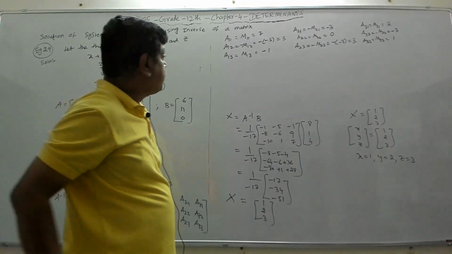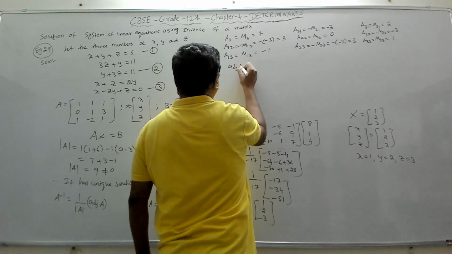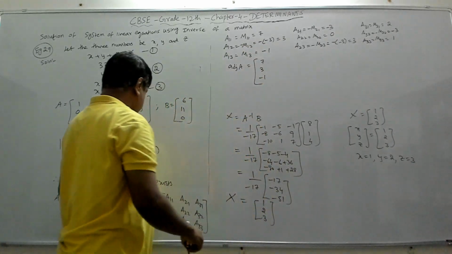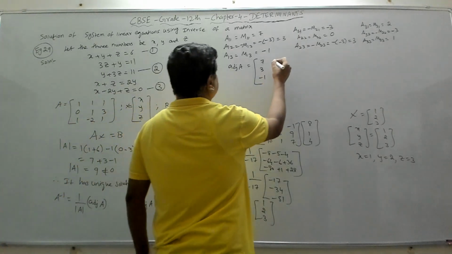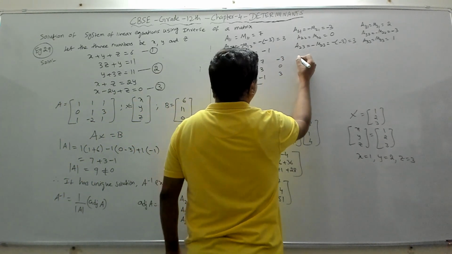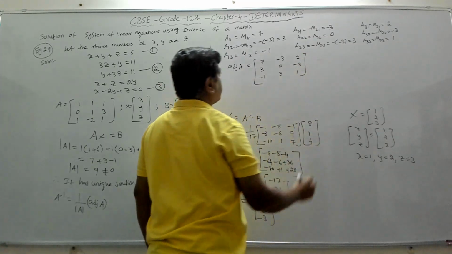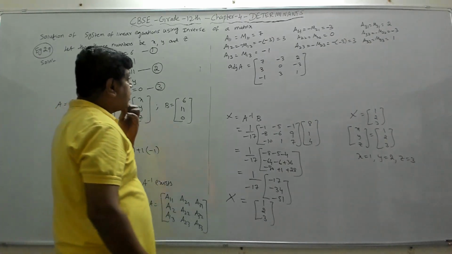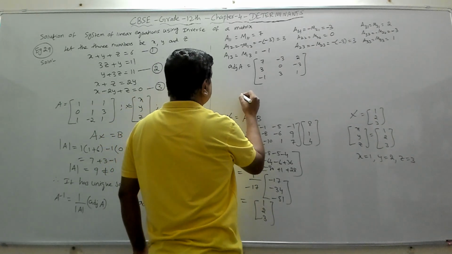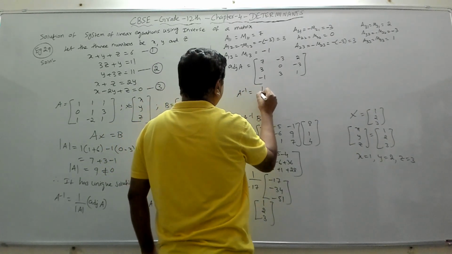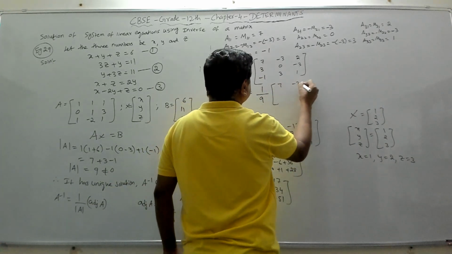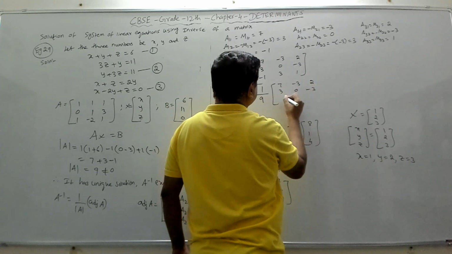Fine. Now let's write what is adjoint of A. So adjoint of A matrix is equal to 7, 3, minus 1. I'm substituting here A11, A12, A13. Then minus 3, 0, 3, 2, minus 3, 1. Fine. So that is your adjoint of A matrix. Now we will find our A inverse. A inverse is 1 by determinant of A. Determinant of A is 9, into adjoint of A. Adjoint of A is 7, minus 3, 2, 3, 0, minus 3, minus 1, 3, 1.